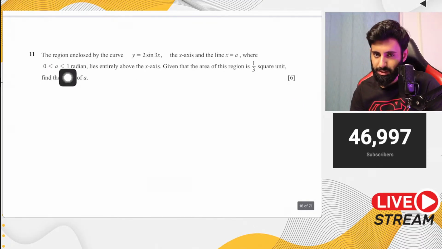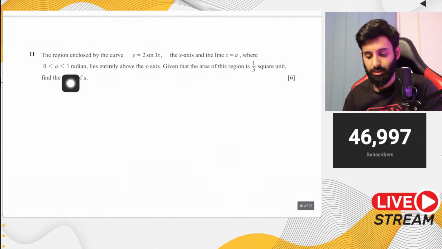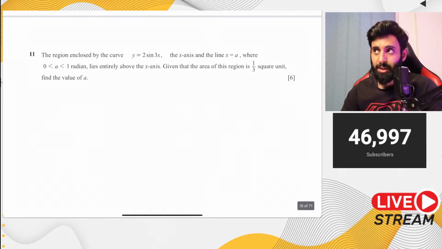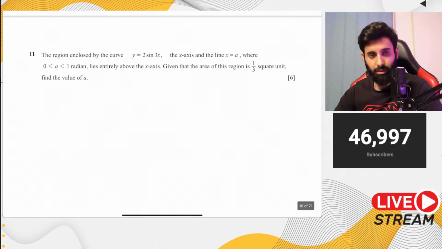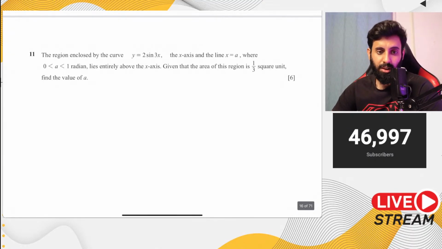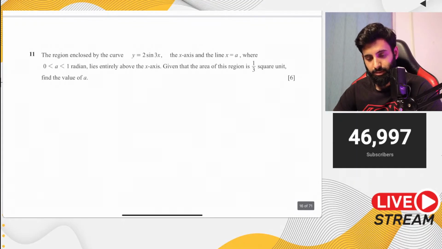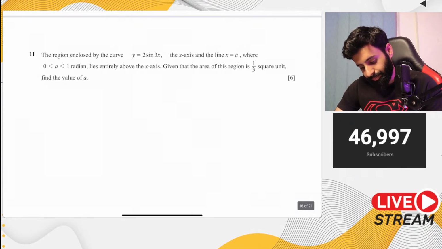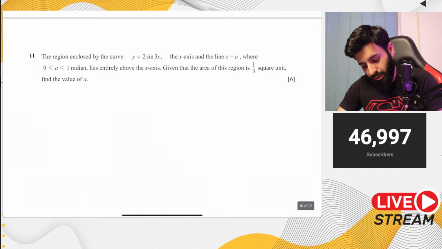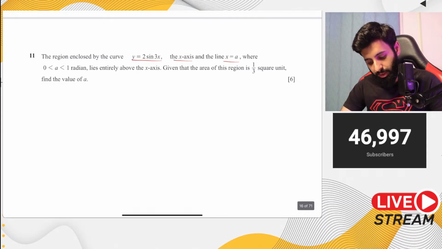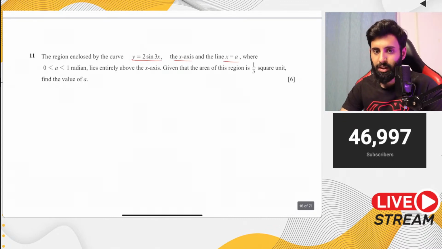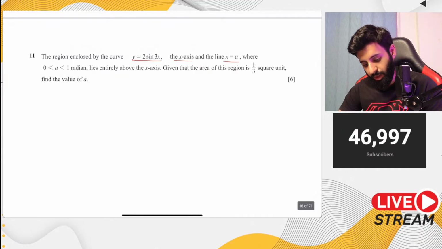Now why is the question telling this to us? Well, we'll find out. It might be that we end up with multiple values of a and we have to choose the one that's in between 0 and 1. It's possible. I'm not saying that's how it is, but it's possible. According to the question, the region enclosed by the curve, the x-axis and the line x equals a, where a is in between 0 and 1, lies entirely above the x-axis. That means it's all positive. Given that the area of this region is 1 upon 3 square units, find the value of a.